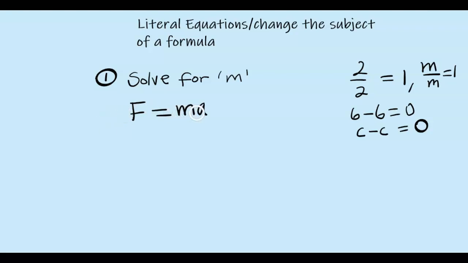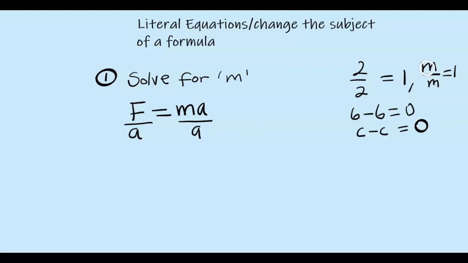So here we want to make m the subject. That means we want to isolate the m to stand by itself. It's being multiplied by a. So we have to get rid of the a. So we have to apply the opposite operation. So we have to divide since they are multiplying. So we divide here by a. And we have to do the same thing here so that we don't change anything.